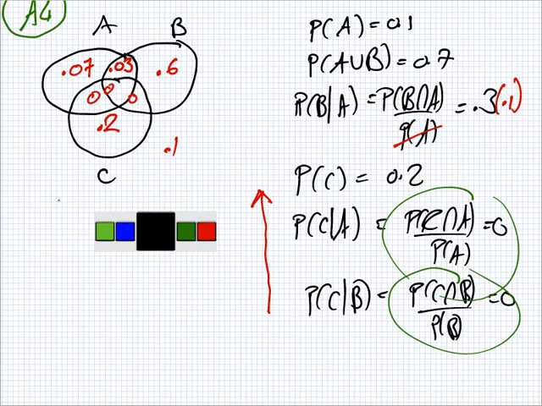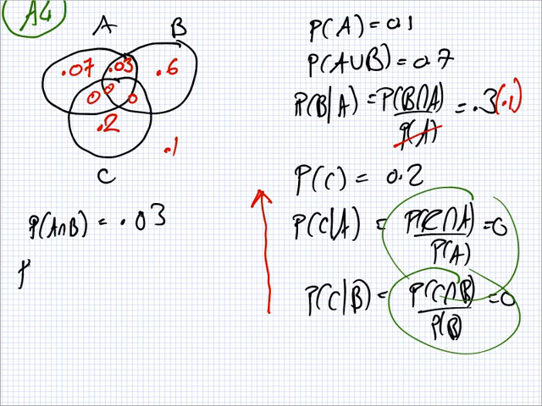So now I can easily answer their questions. Probability of A and B is 0.03. Probability of A or B or C is 0.9. Okay, got that? That's okay? Yeah? Okay. 5 now.